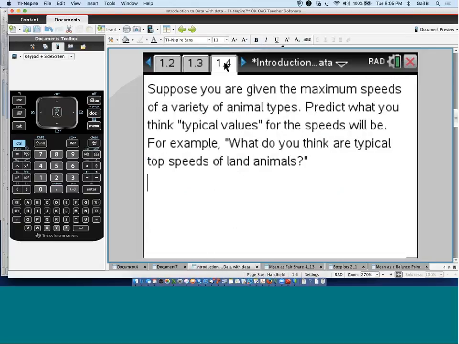Suppose you're given the maximum speeds for a variety of animal types. Predict what you think the typical speeds will be. So, for example, what do you think the typical top speeds of land animals would be? Why don't you fill it out in the chat window? Just offer up some things, and Landy will pay attention and call out what some of you are estimating for these typical top speeds.